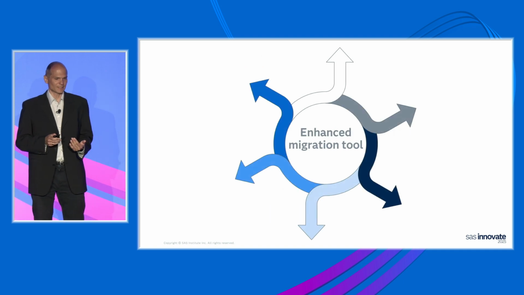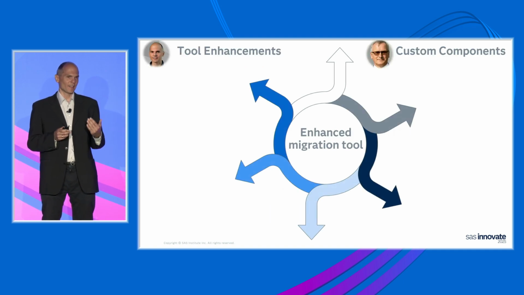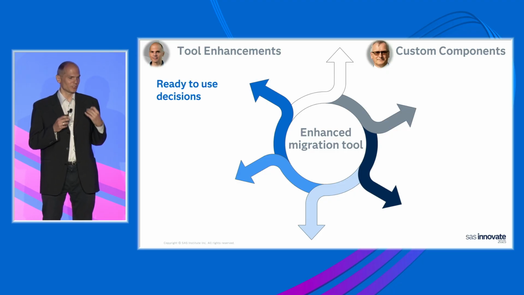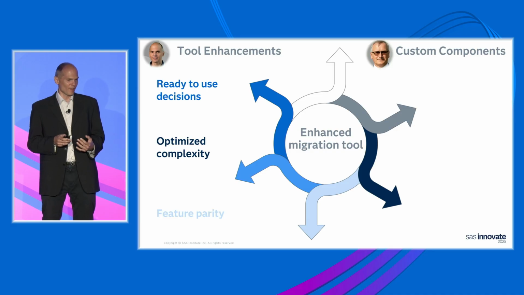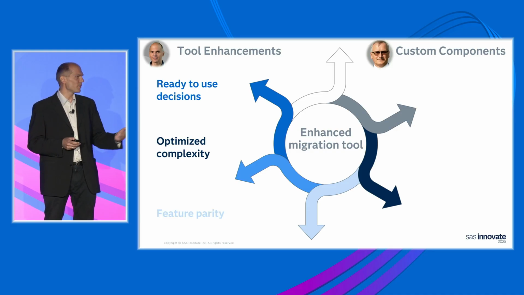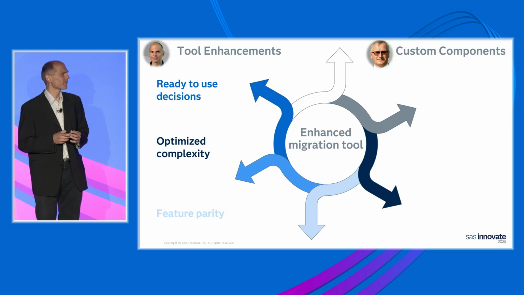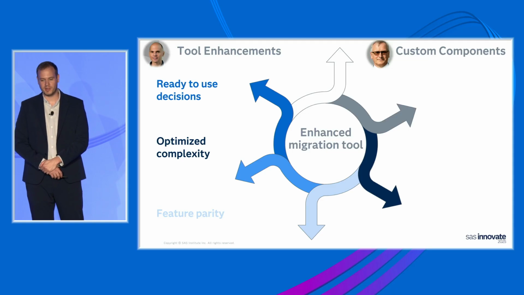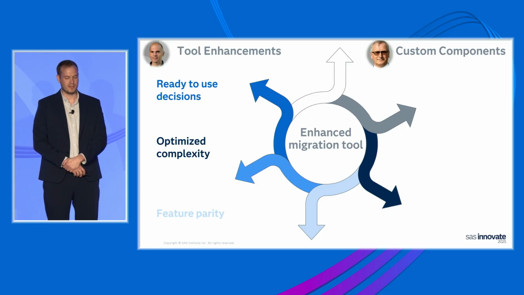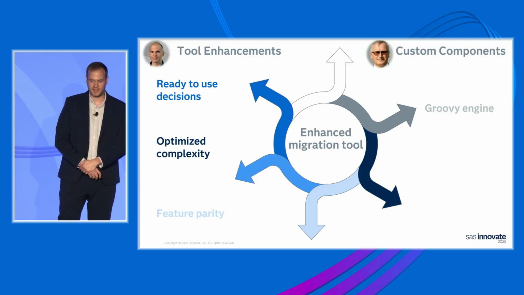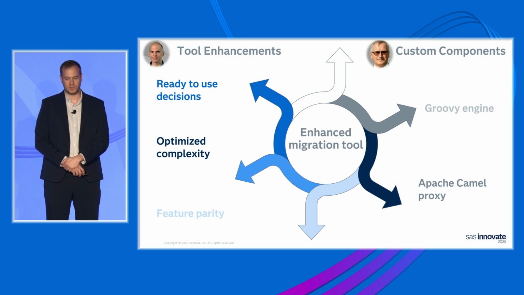So we joined forces. I was focusing on ensuring that the enhanced migration tool is able to generate ready-to-use, optimized decisions with feature parity, while also new architectural components were created. Yes, new ones were created, and it's not me in glasses on the right, but one of our colleagues, Csaba Márkus. We wanted to have a dedicated spot for him because he did a lot of work in this, and he's the best coder we ever met. He did the Groovy engine and the Apache Camel proxy, which Jolt has already told about.